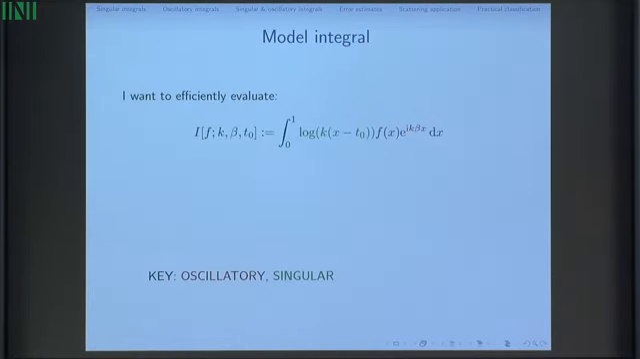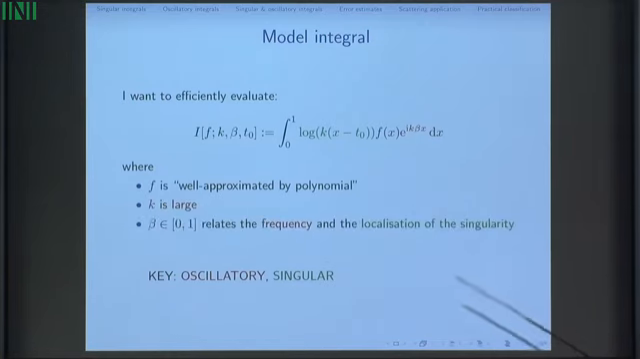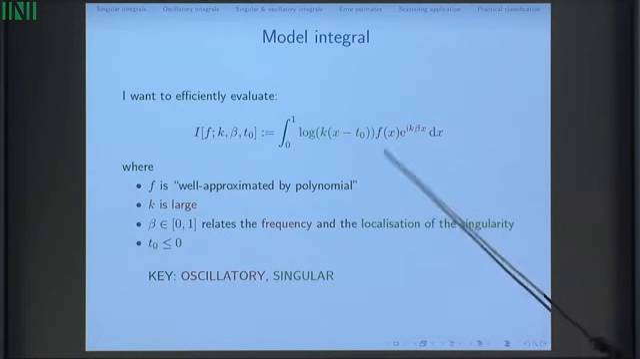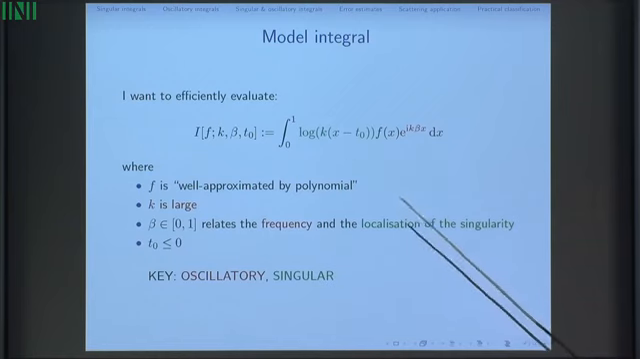Throughout the talk, I'll be referring to this model integral. I'm going to assume, for simplicity, that the singularity is a logarithmic singularity. This can easily be generalized to algebraic singularities as well. I'm going to assume that f is non-oscillatory and non-singular. Effectively, what I mean by that is it's well approximated by a polynomial. I'm also going to assume that k is large, and this beta parameter relates the oscillations to the localization of the singularity. Because k is large, the logarithmic singularity also depends on k here. T0 is the position of the singularity, perhaps close to 0, but slightly below it.